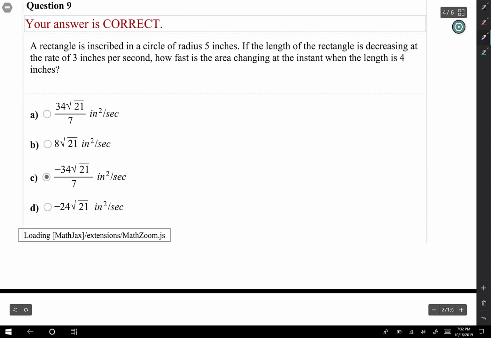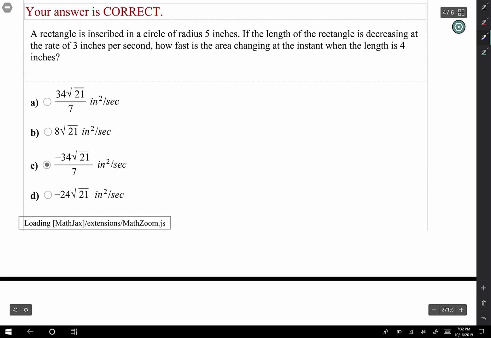This one looked like it might take a while. We'll see. A rectangle is inscribed in a circle of radius 5, so the radius is 5 inches. If the length of the rectangle is decreasing at a rate of 3 inches per second, that's the length, so dL/dt is equal to -3. How fast is the area changing at the instant when the length is 4 inches? So they give us the length is 4 inches.